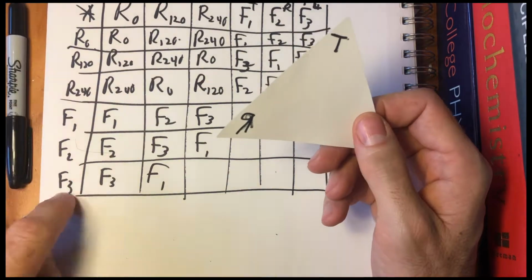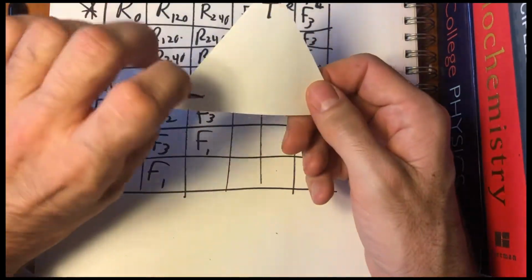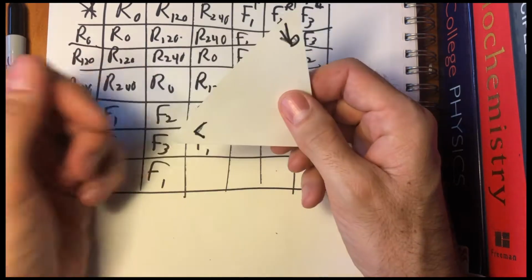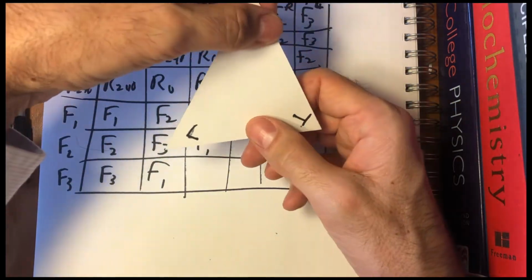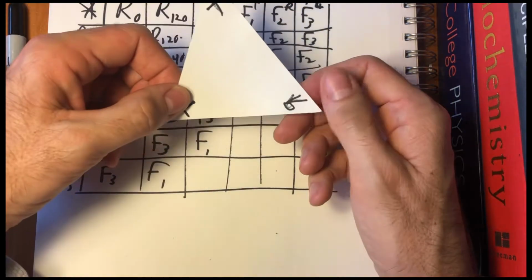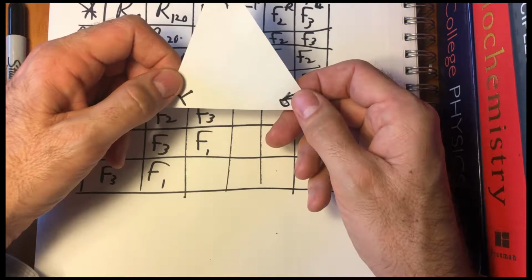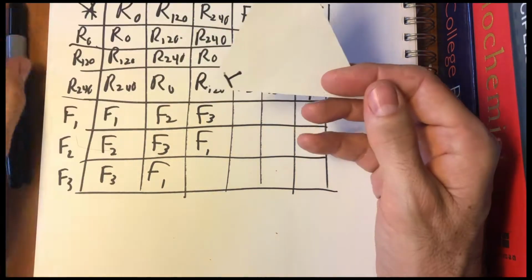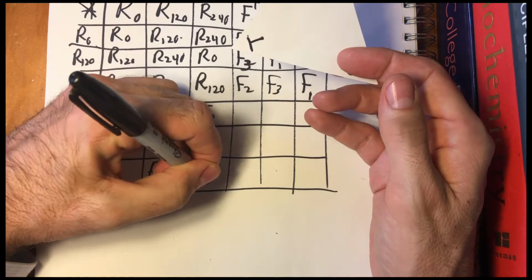The final one's going to be F2. Now we're going to do the 240. So we flip around the L, and then flip, rotate it clockwise 240. And here the R stayed still, that's F2, which is what we wanted.